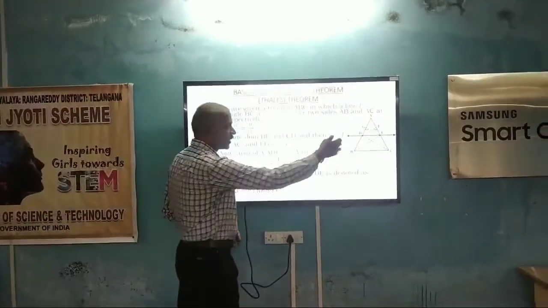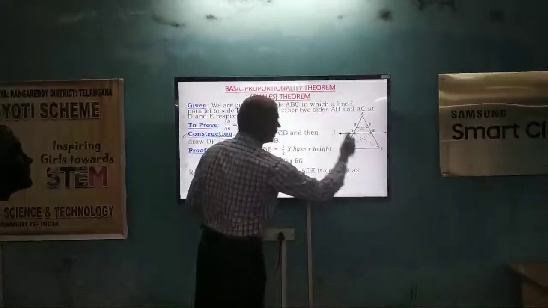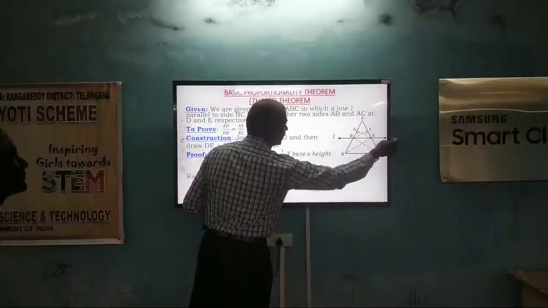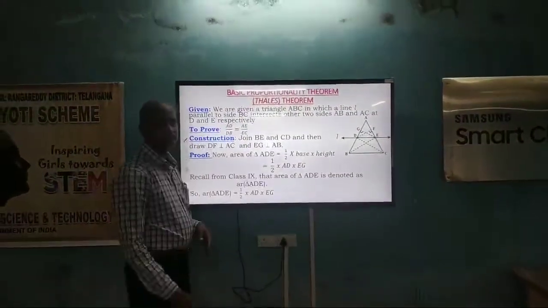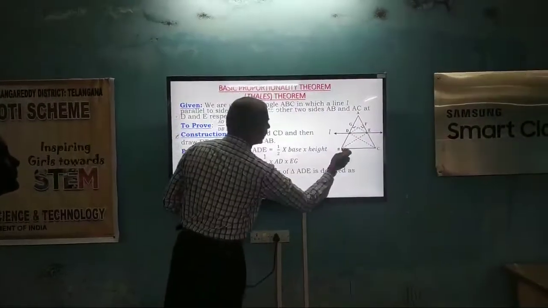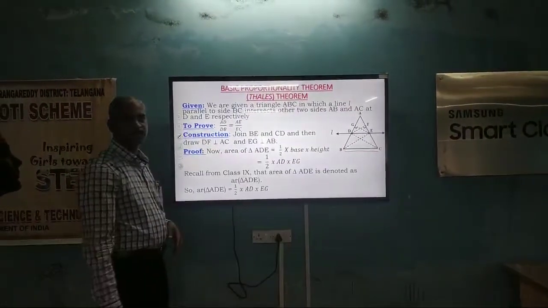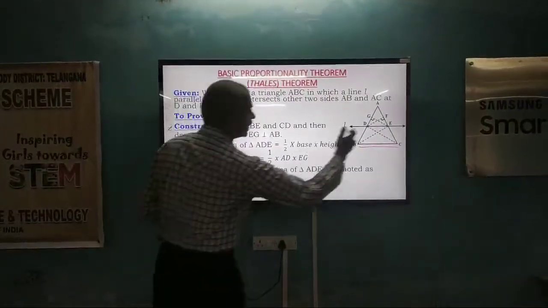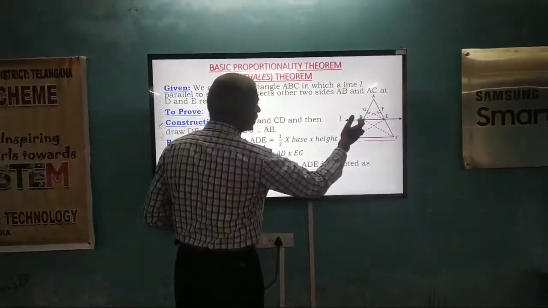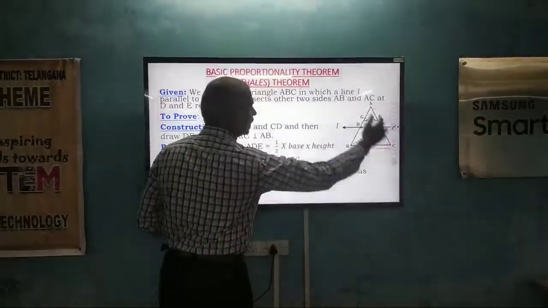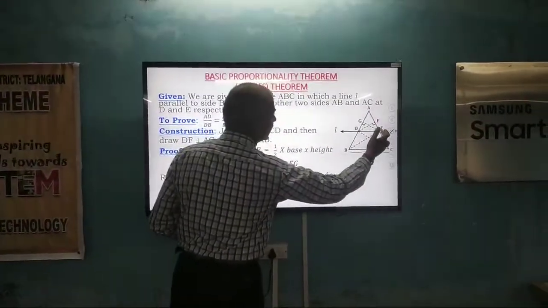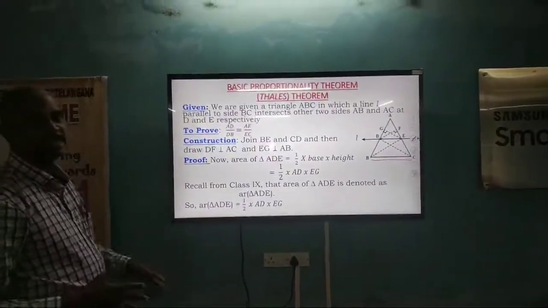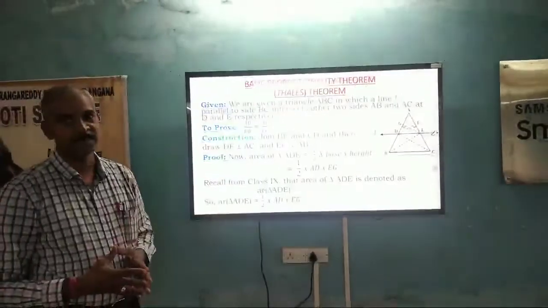Here, ABC is a triangle, and this line L is parallel to BC. Line L is parallel to BC. This line intersects AB at point D and AC at E. That is given. So while proving a theorem, we follow some steps.